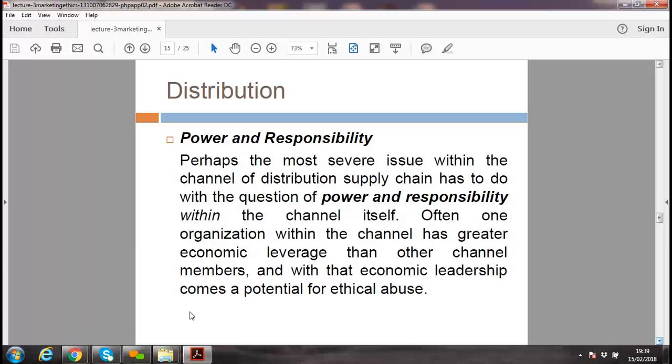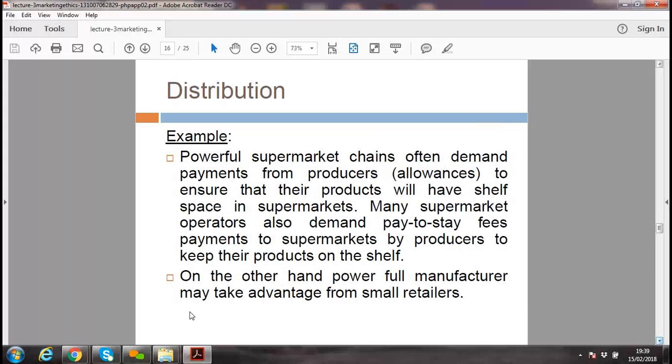From a marketing perspective, we must look at channel members, because with economic leadership comes potential abuse. So we need to look at ethics, like Oxfam and various other charity businesses. They are supposed to help, but they use their power. So we need to look at all these ethical issues.